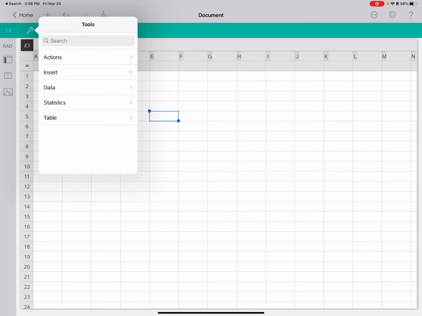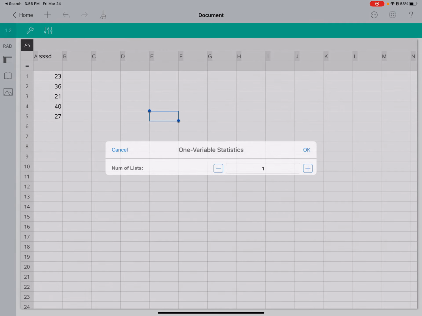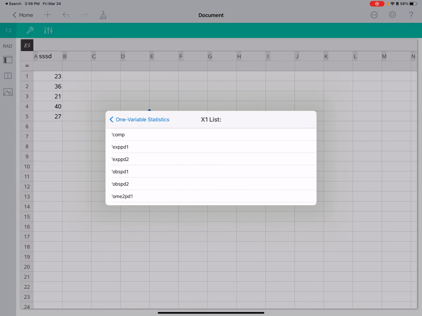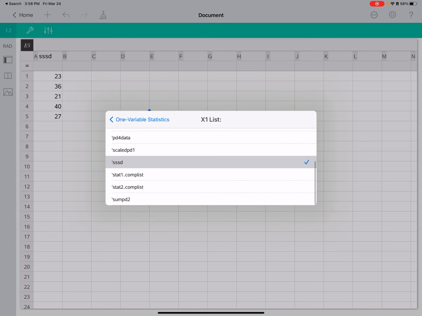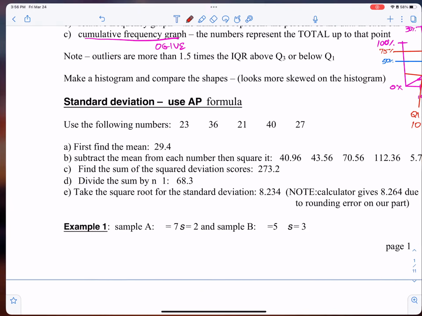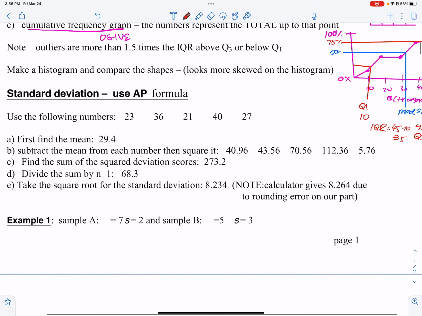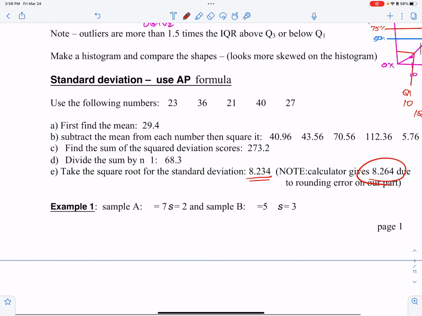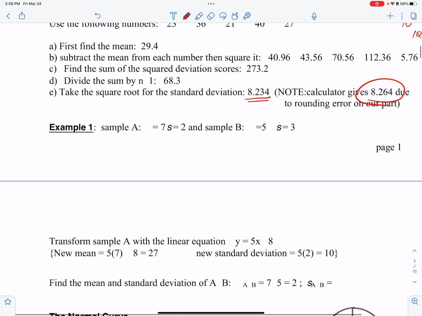Okay, so now you're going to go to Menu, Statistics, Calculations, One Variable Statistics, One Variable, OK. My X list, I'm going to put SSSD, which is what I labeled it as, and then OK. And there we are. My standard deviation is right here at 8.26. And that's what I got here, 8.264. If you did it by hand, you'll get about 8.234. It's close, but it's just different rounding issues. Okay, now let's look at this.